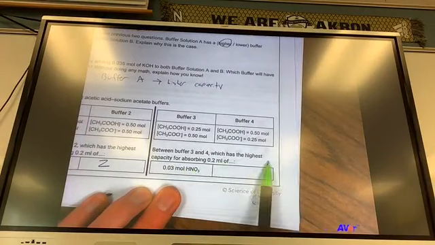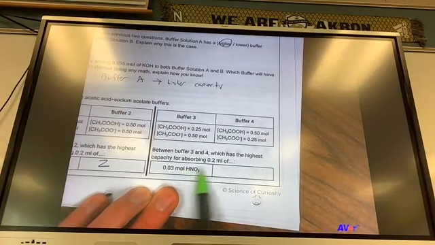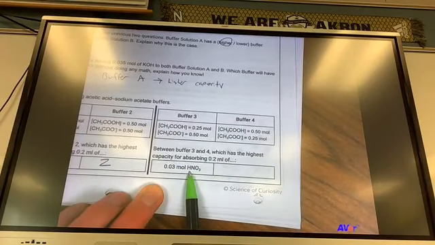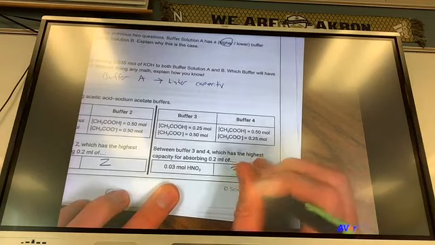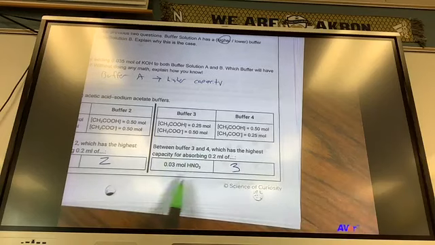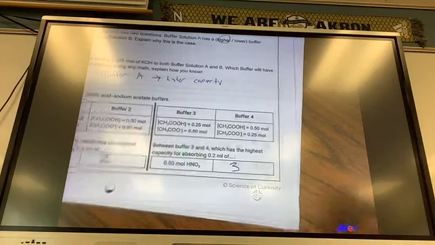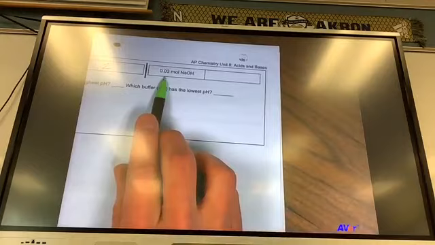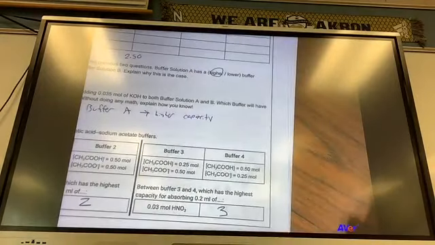Now look over here. Between 3 and 4, which has the highest capacity for absorbing 0.2 milliliters of HNO3? 3. Because there are more moles of the one without. Yes, you got it. These molarities are not equal. So buffer 3 has more moles of the base. So 0.03 moles of NaOH, which one is that going to be? Buffer 4.